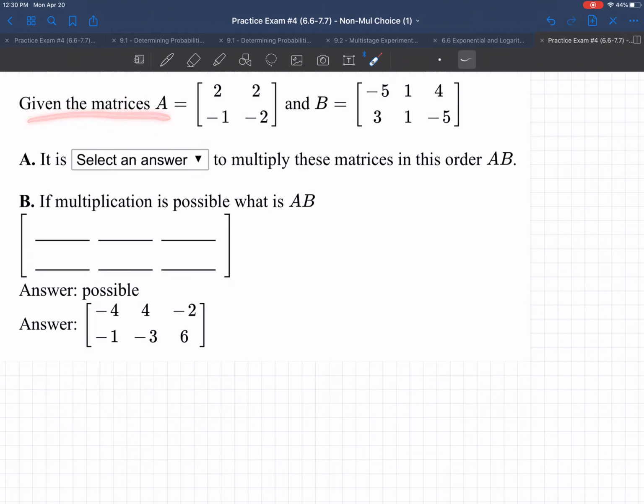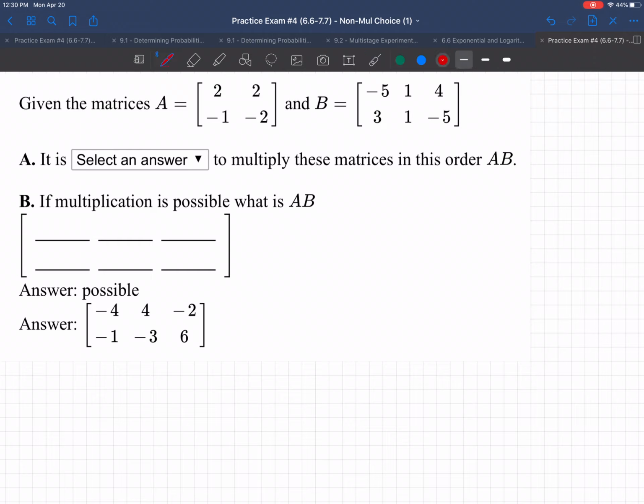Given the matrices A equals this matrix and B equals that matrix, we're basically going to try to multiply them. The first thing is they're asking if it's possible or not, and then if it is possible, what is A times B, meaning matrix A and B multiplied. So, how do we do it?